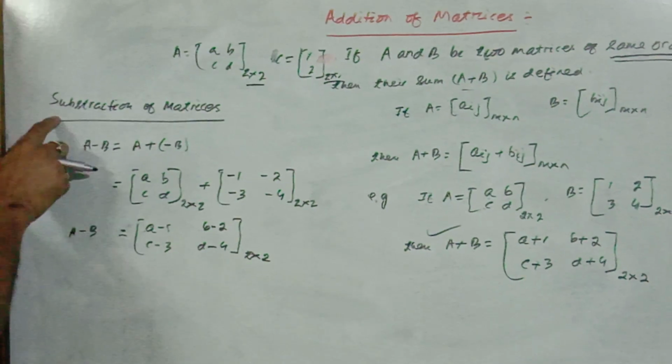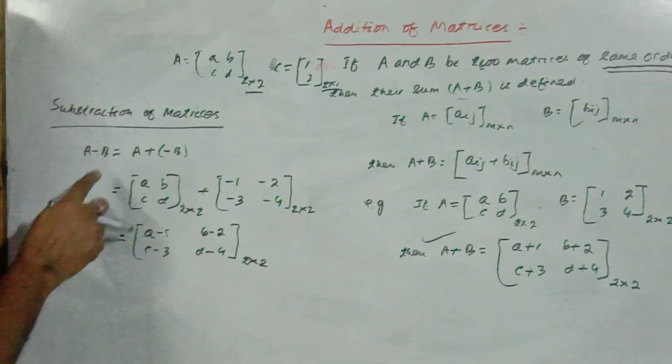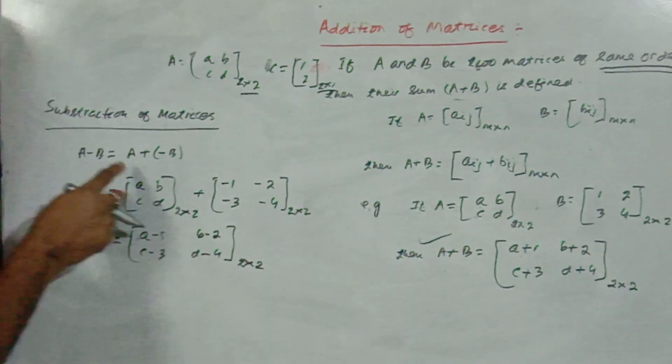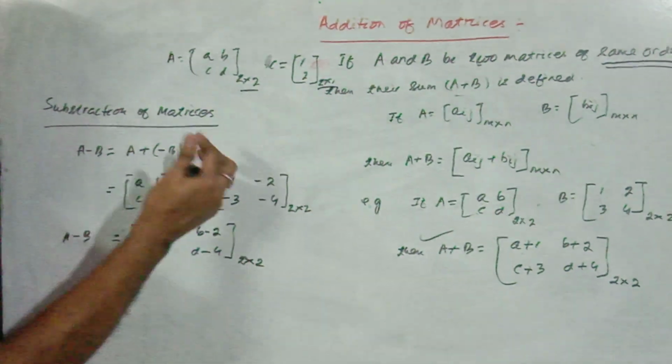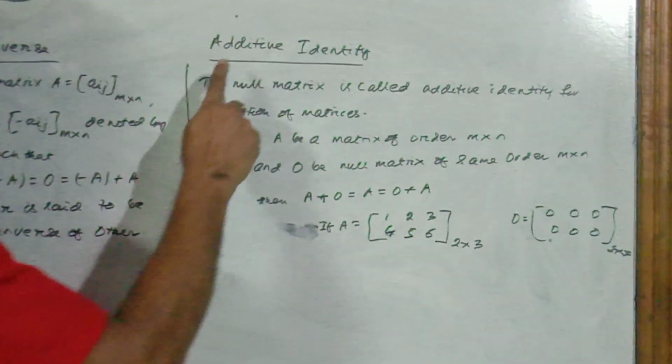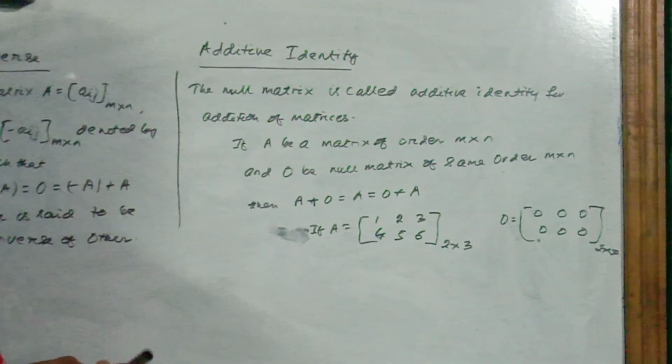So here you see subtraction of matrices can be defined in terms of addition. That means we can define A minus B as A plus within bracket minus B. So next is additive identity.